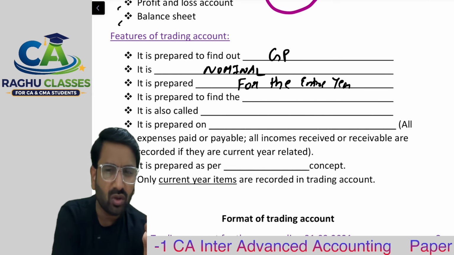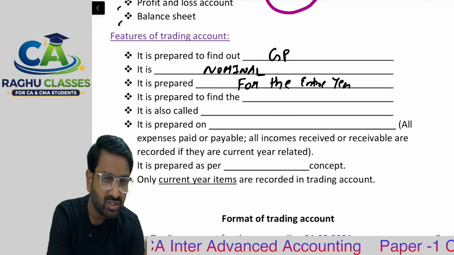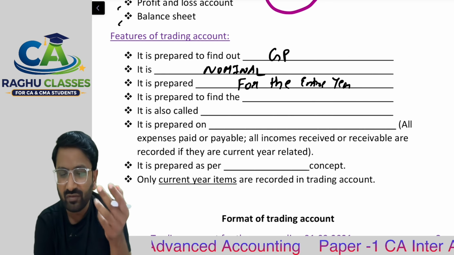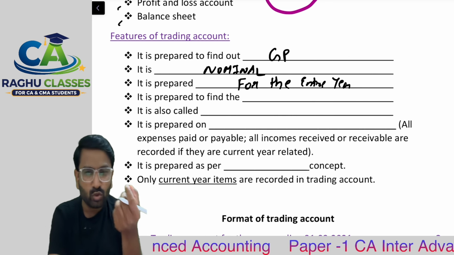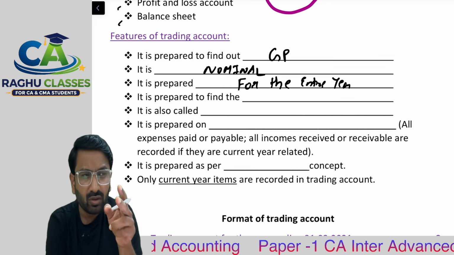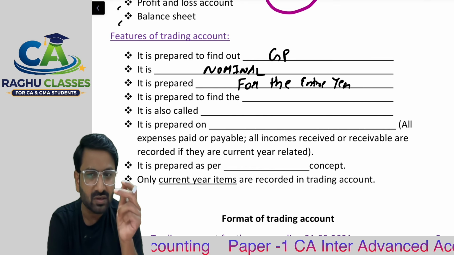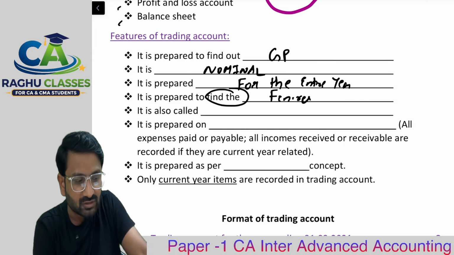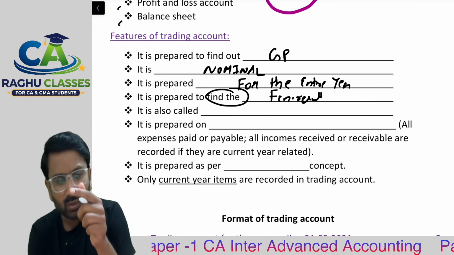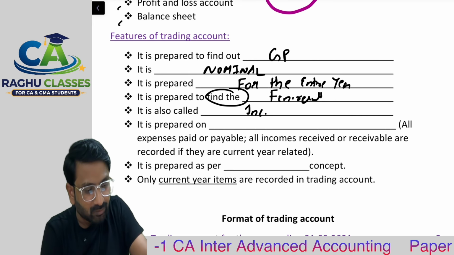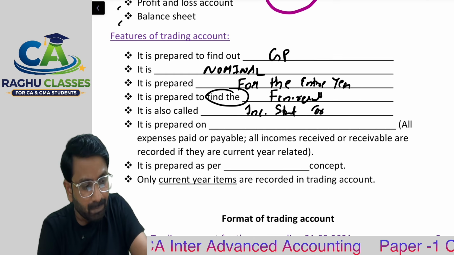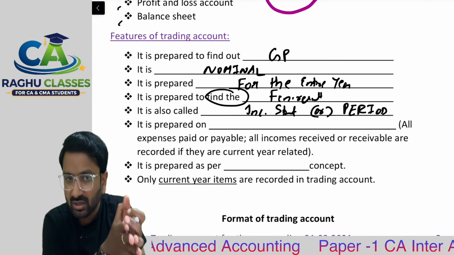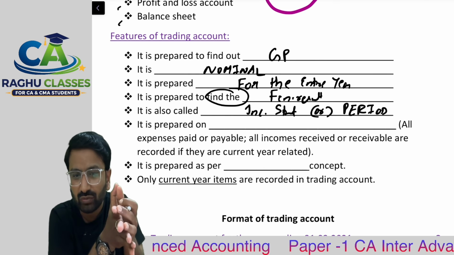When I'm trying to find out the gross profit, is it the financial position of the business or the financial result of the business? Let's say you write an exam, the result could be either pass or fail. Similarly, when you do business, the result could be either profit or loss, which means profit or loss is never a position. It is only a result. This trading account is prepared to find out the financial result of the business. Clear? This trading account is also called an income statement or period statement, the reason being I'm not preparing it on a particular date. I'm preparing it for the entire year, so we call this a period statement.